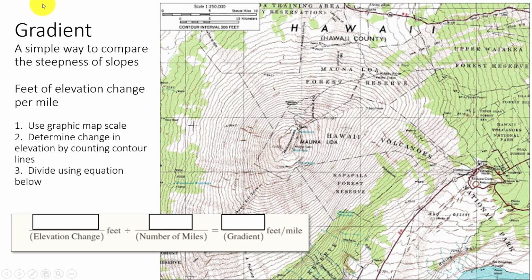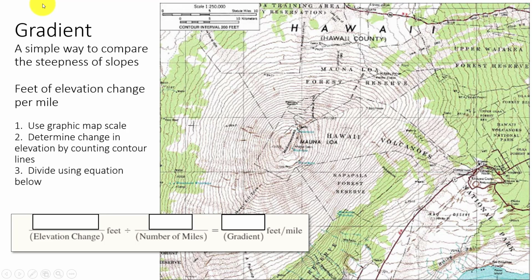In this lab, you're going to be exploring some topographic maps. And this is a representative map of Hawaii. These are found in the back of your workbook, and the specific numbering can be found in the directions. And you're going to be measuring gradient. It's a simple way to compare the steepness of slopes. A way to define gradient is feet of elevation change per mile.